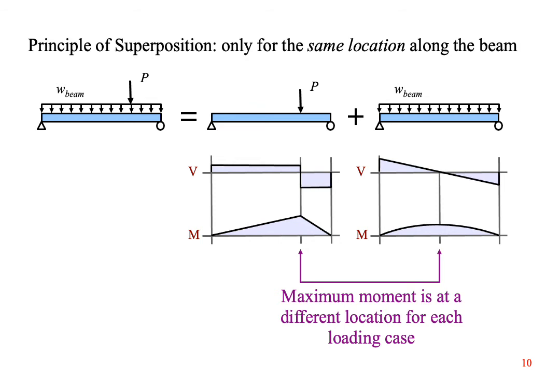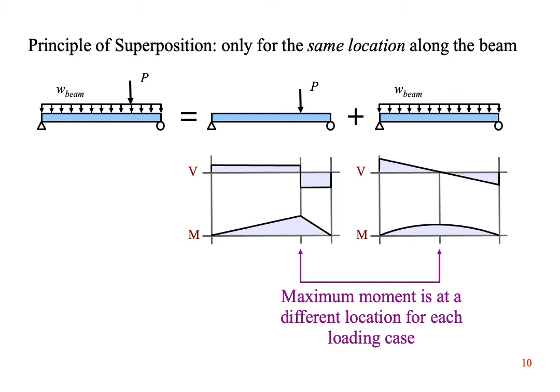This beam has a point load that is not at the midspan, plus it has a uniform distributed load. For the point load, the maximum moment occurs at the point load. For the uniform distributed load, the maximum moment occurs at the midspan. You cannot add the maximum moments of the two diagrams because they don't occur at the same position along the beam.